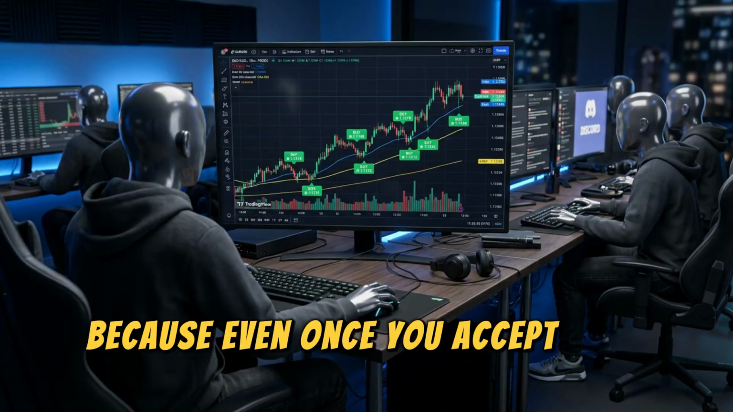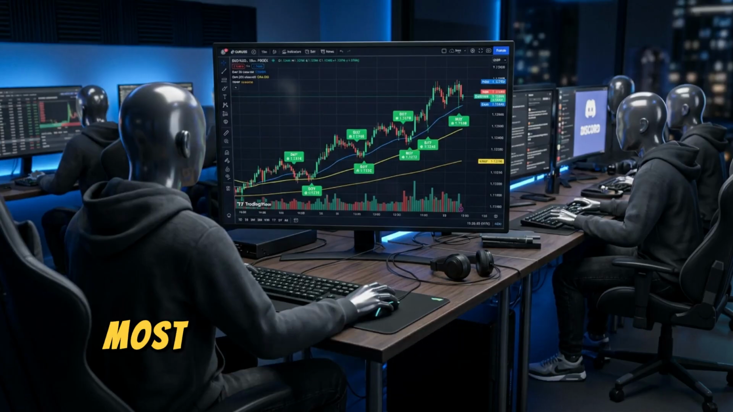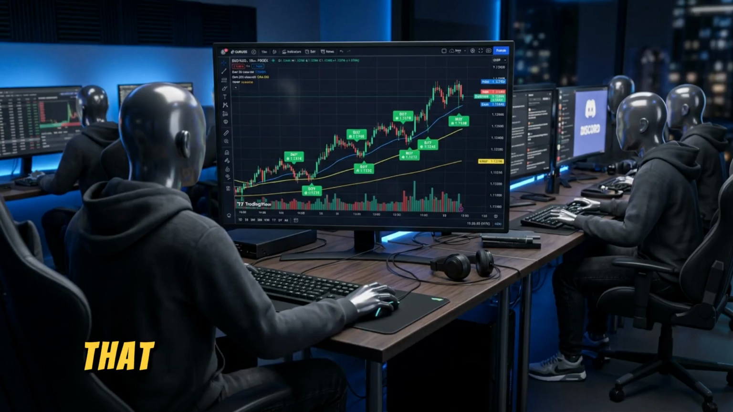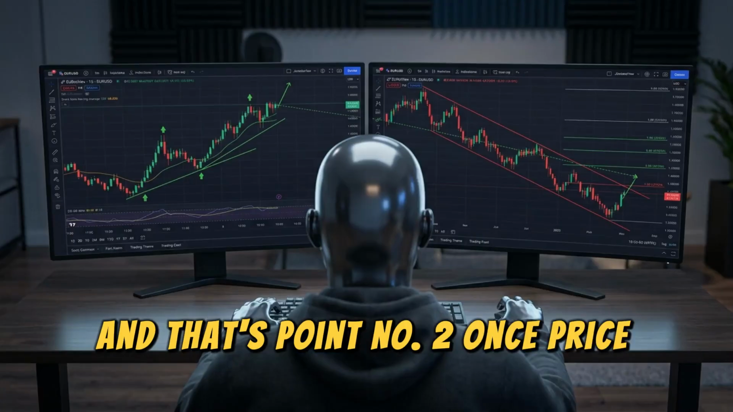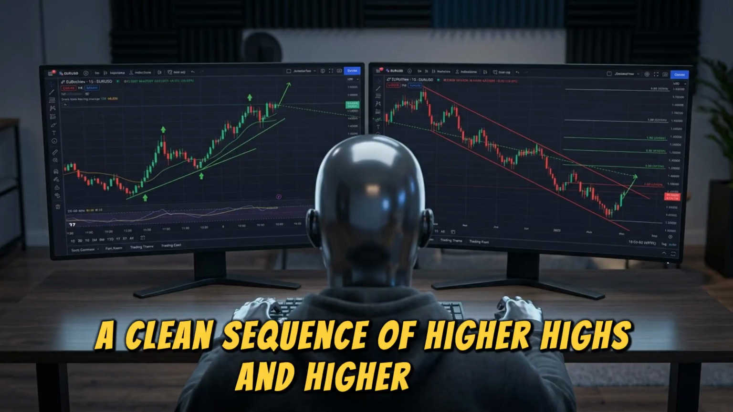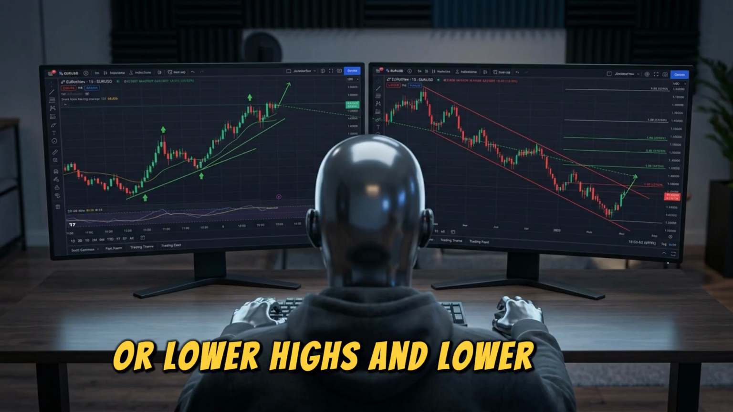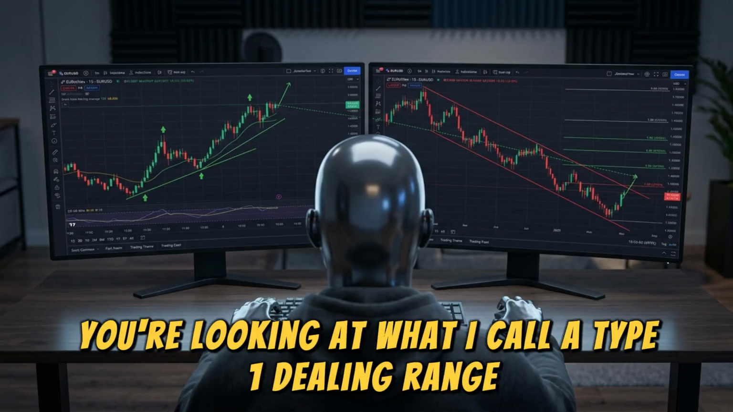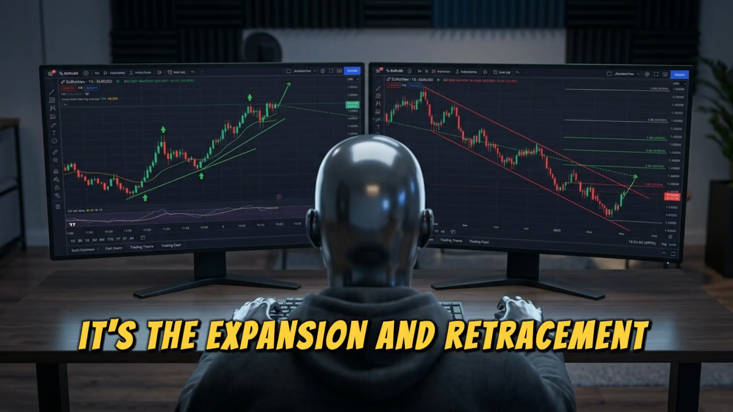Because even once you accept that ranges are engineered, most traders then swing to the opposite extreme. They start trading the trend that follows way too aggressively, and that's point number 2. Once price does leave the range and starts printing a clean sequence of higher highs and higher lows, or lower highs and lower lows if it's bearish, you're looking at what I call a Type 1 dealing range. It's the expansion and retracement phase.